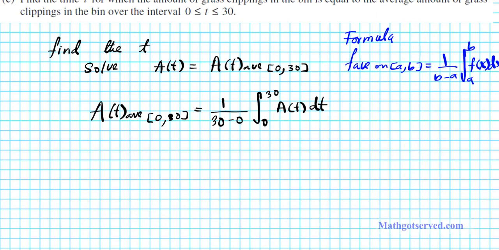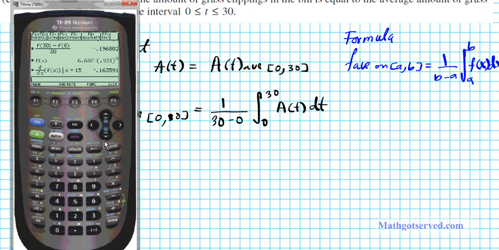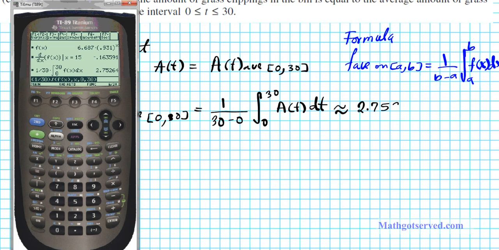So let's see. What I'm going to do here is compute 1 divided by 30, because 30 minus 0 is 30, times the integral of the function. Remember, we already defined this as f of x, so let's call that back up. The variable of integration is x, lower limit is 0, upper limit is 30. If I hit enter to get the approximate value, we have 2.753 to 3 decimal places. So the average value of this function is approximately 2.753.